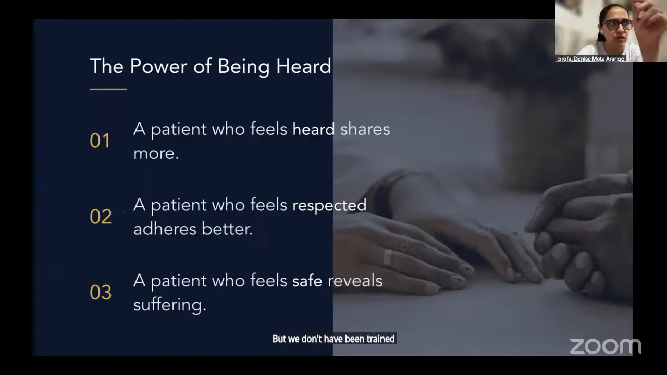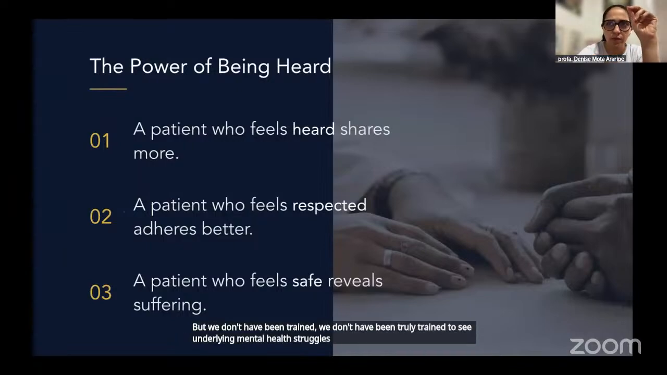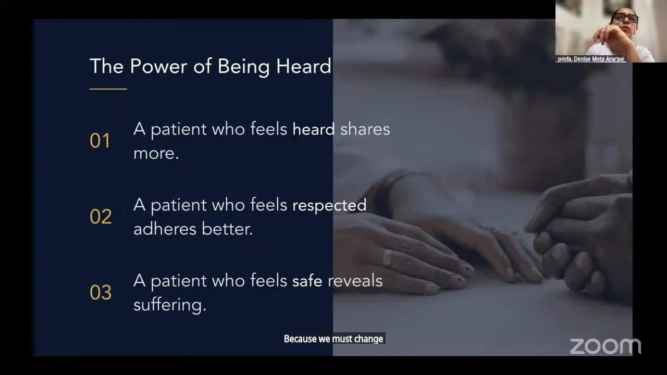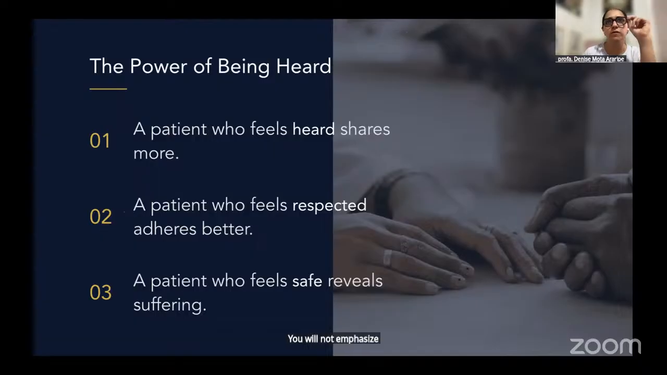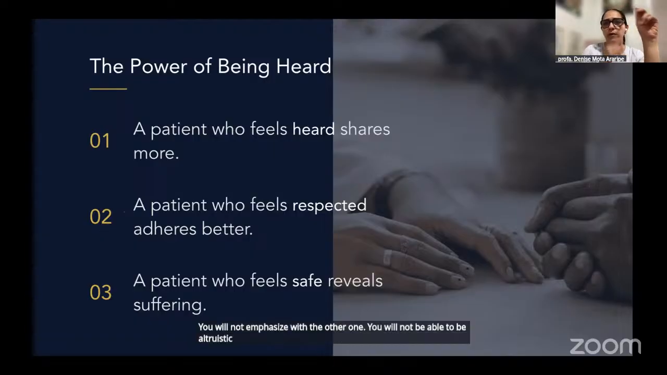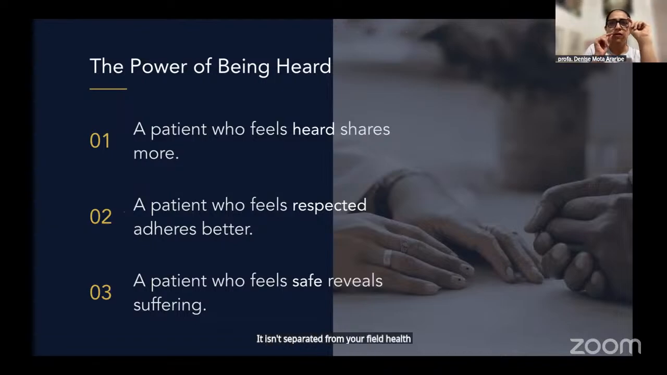We have not been truly trained to see underlying mental health struggles, and we must change this. We must change this in ourselves. If we strongly believe that being unstoppable, stronger, faster is the better way, you will not empathize with the other one. You will not be able to be altruistic, because our mental health isn't separate from our physical health. You have to know this in yourself.